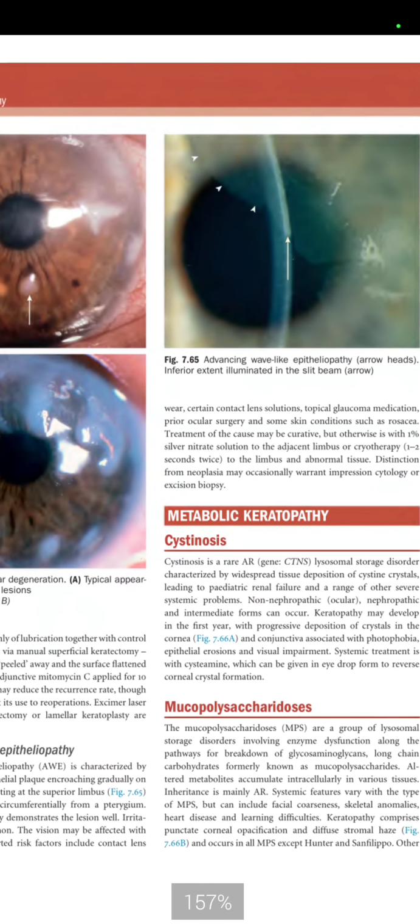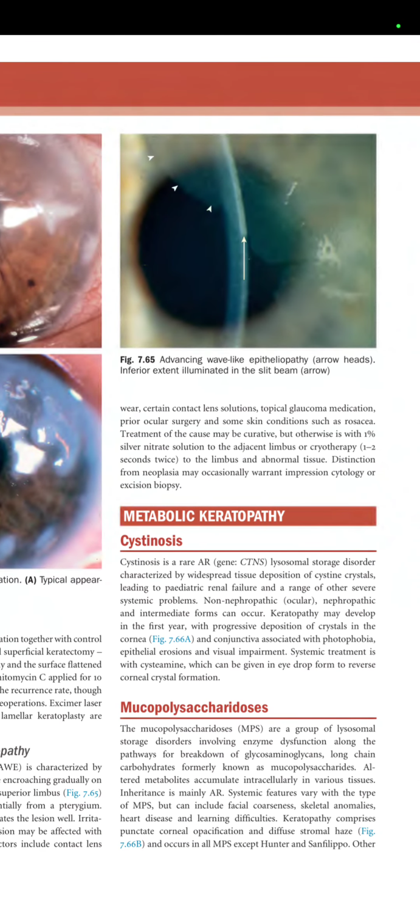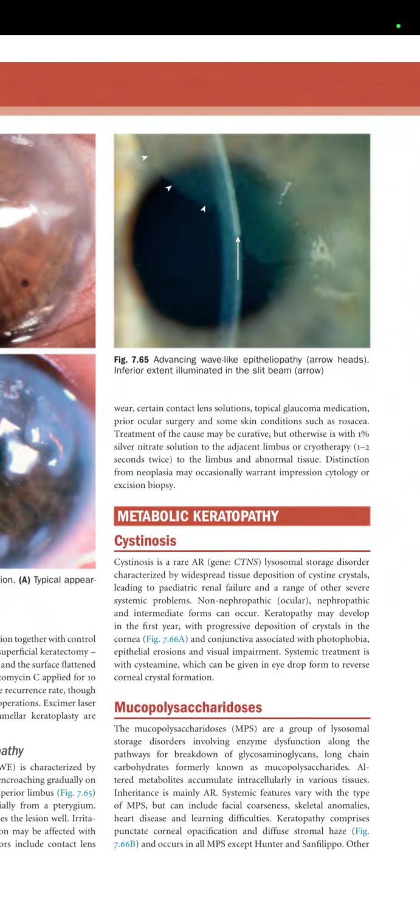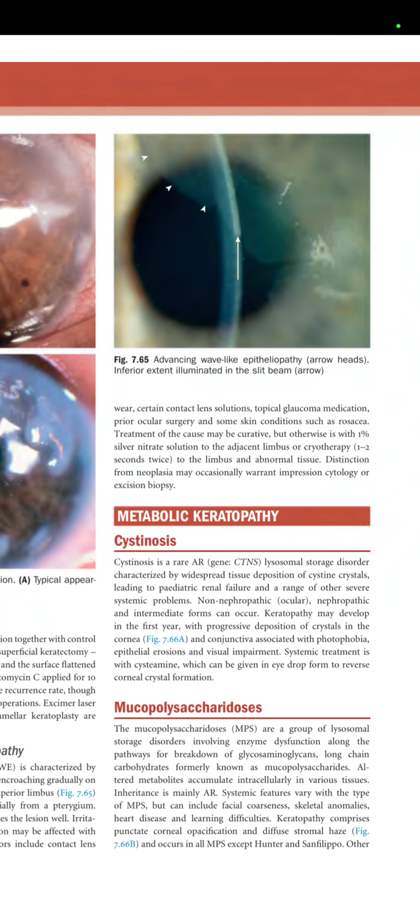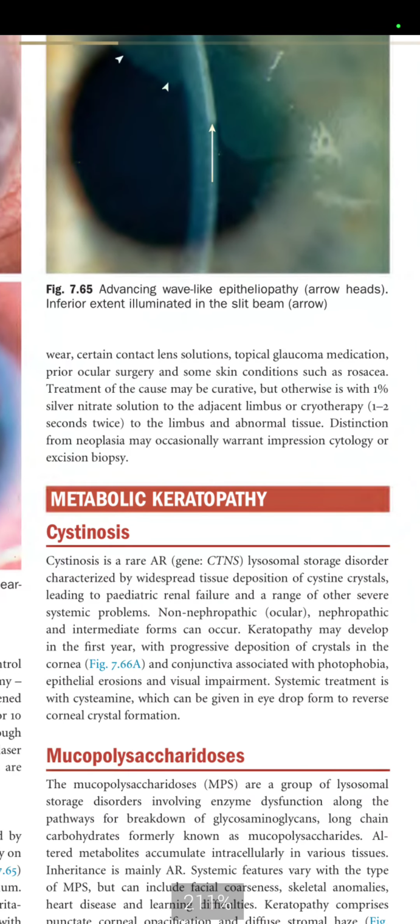Welcome to Kanski lecture series Cornea part 19, and in this part we are going to discuss the metabolic keratopathies. These are the keratopathies that have a problem with the metabolism in the cornea. So let's get started. Cystinosis.